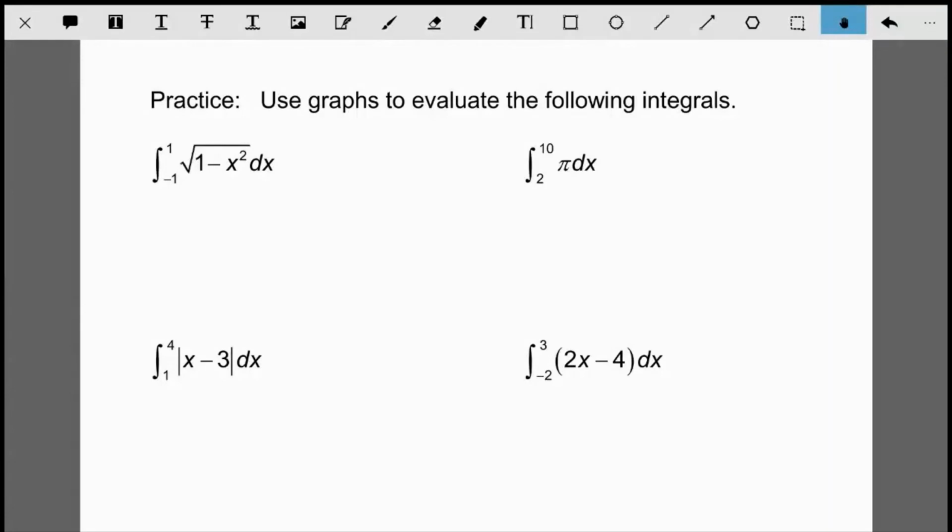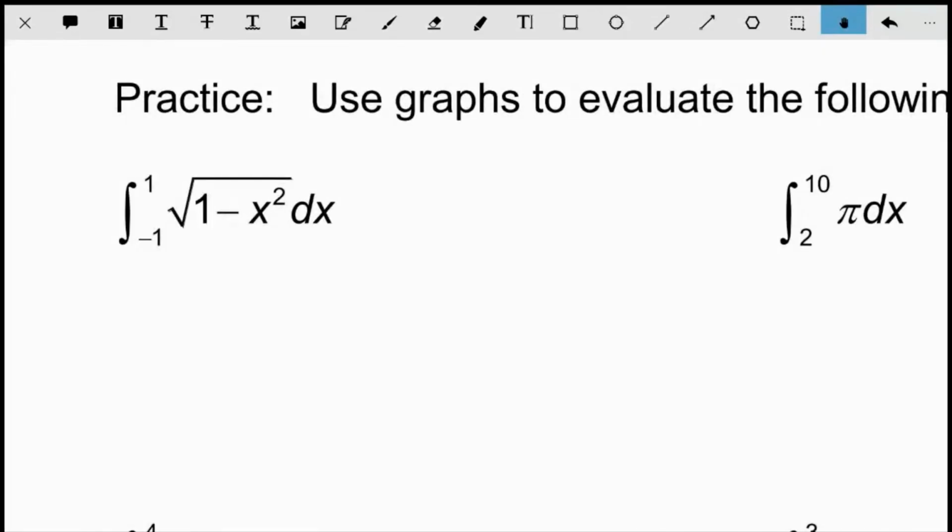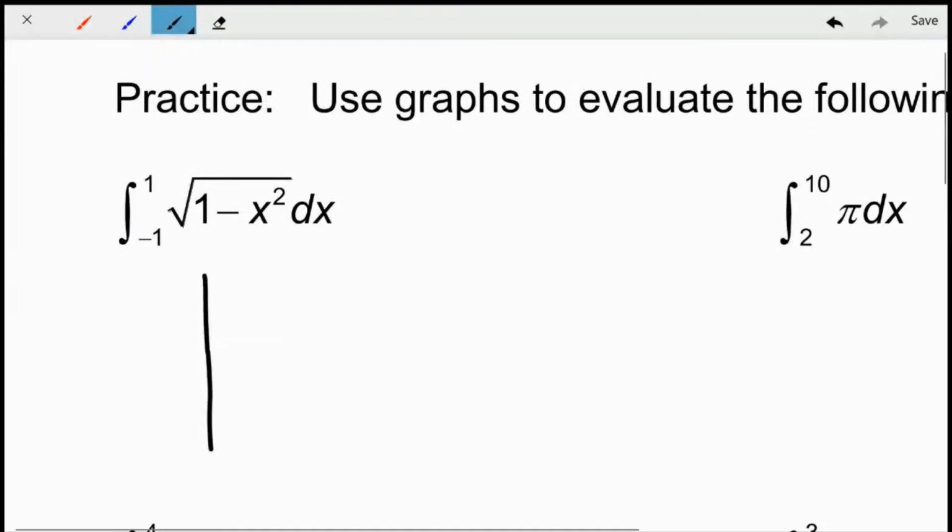Okay, so I'm going to show you one of these and then I'm going to have you try to work through some of them. So we have an integral from -1 to 1 of the square root of 1 minus x squared. So we did one that was a lot like this. So what I want you to do on each one of these problems is sketch a graph and then just evaluate it from the graph. So hopefully you recognize this is a lot like the one we looked at earlier.